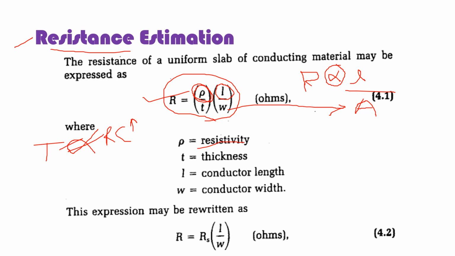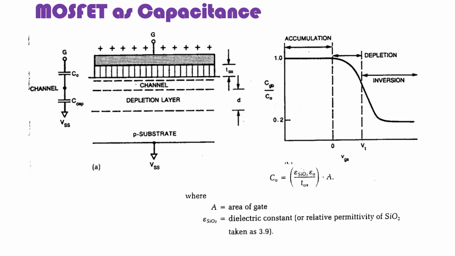And we can rewrite this expression in this form, where resistance is Rs into L by W. Okay, so what is Rs? Rs is nothing but rho by T. So we will be using this formula, which is very important for problems. Problems we will take in the next video. Let me cover the theory part first.